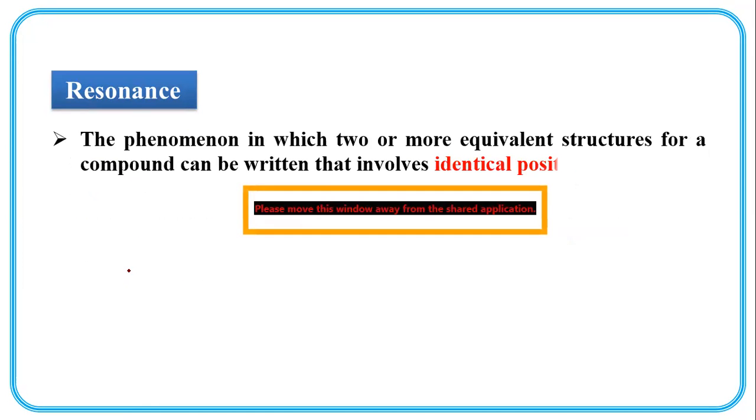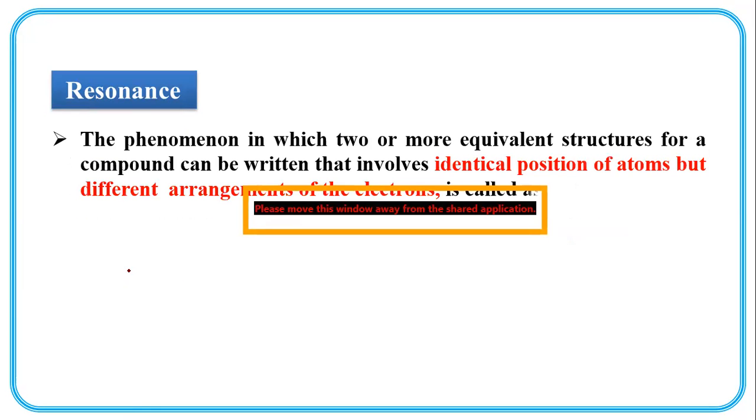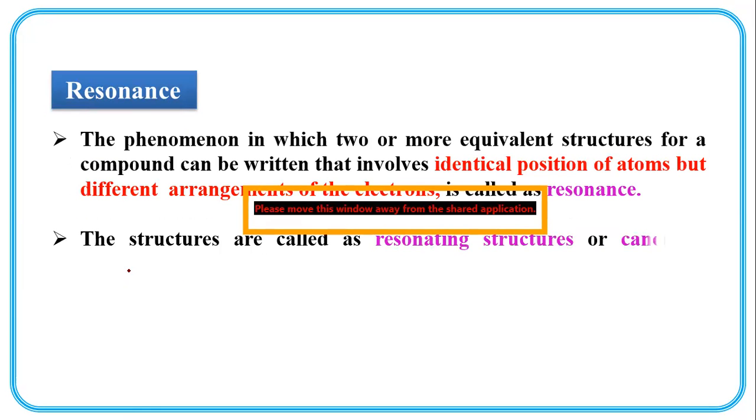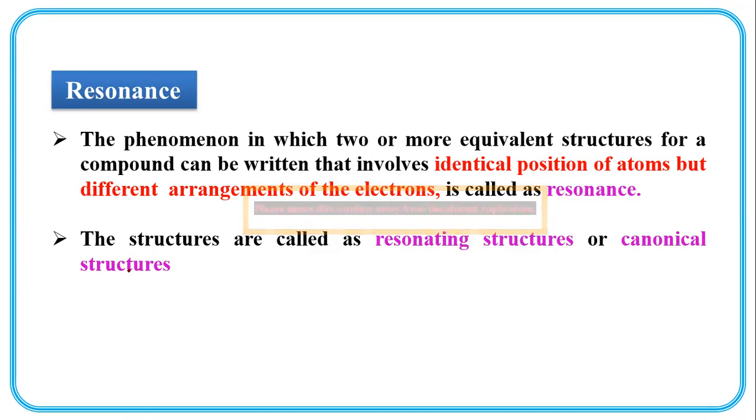What is resonance? The phenomenon in which two or more equivalent structures for a compound can be written that involve identical positions of atoms but different arrangements of electrons, each is called a resonance structure. Their structures are the same, but because of different arrangements of electrons, they show different positions of double bonds. So such structures are called resonating structures, and this phenomenon is called resonance. These structures are also called canonical structures.